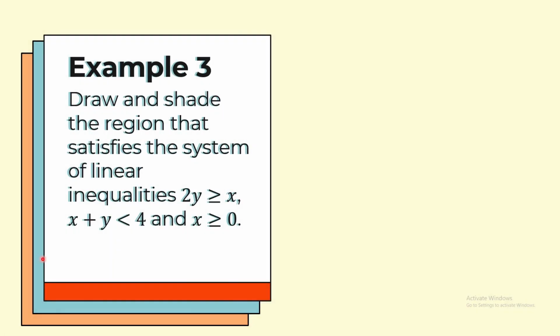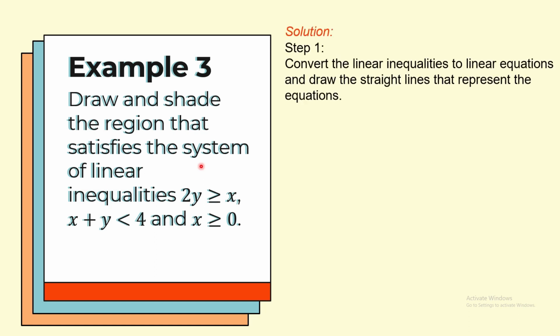Next, for example 3, draw and shade the region that satisfies the system of linear inequalities: y higher than or equal to x, x plus y lower than 4, and x higher than or equal to 0. There are three linear inequalities in this system. How to solve this? You need to draw the graph first. For the first step, convert the linear inequalities to linear equations and draw the straight line that represents the equation.